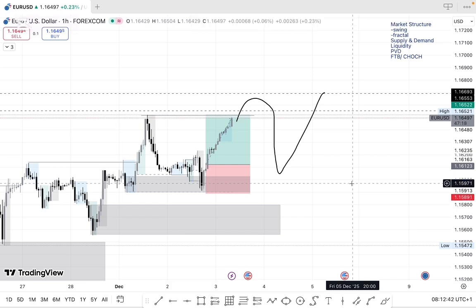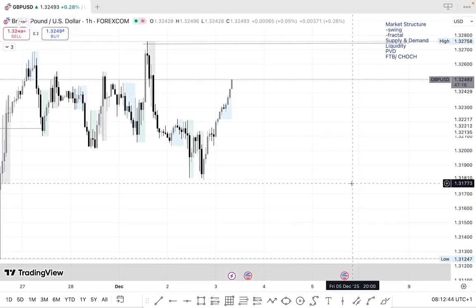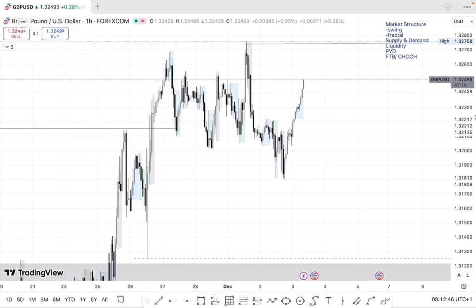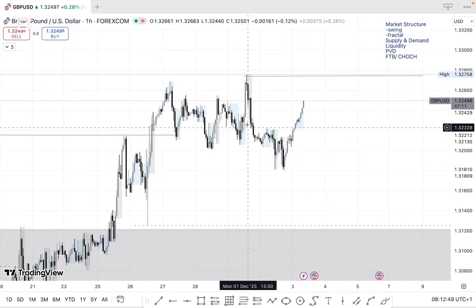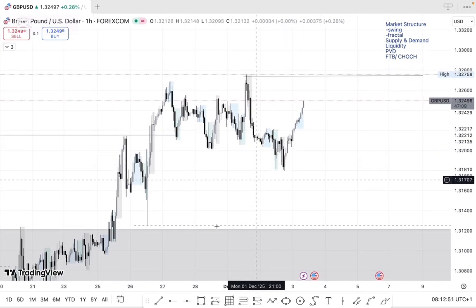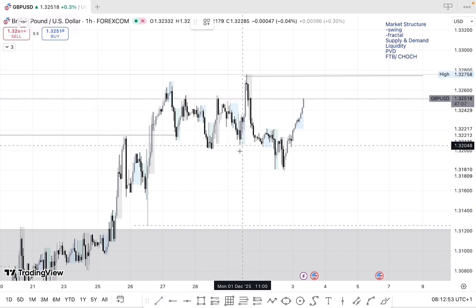The next pair should be GU. On GU we are seeing a change of character, like a form of change of character here.